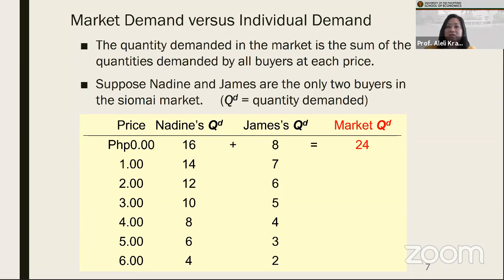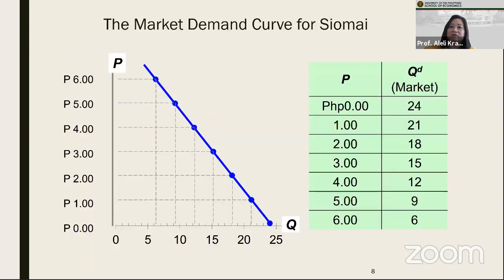So the market demand is just the horizontal sum of all the individual demand curves at each price. And therefore we can also plot this as a market demand curve. Again, we use the same procedure as before, where for each price, we plot the total quantity demanded of all the buyers in the market. And so we now have this blue market demand curve.